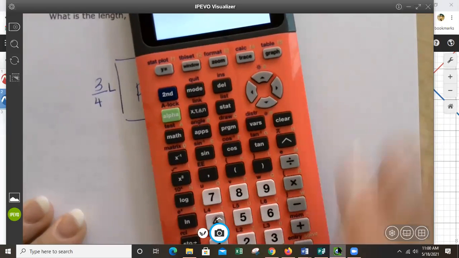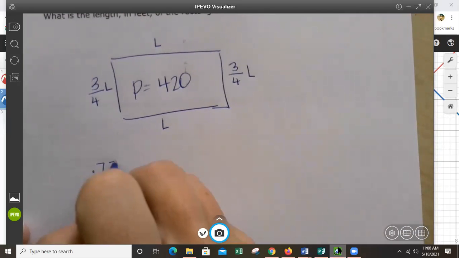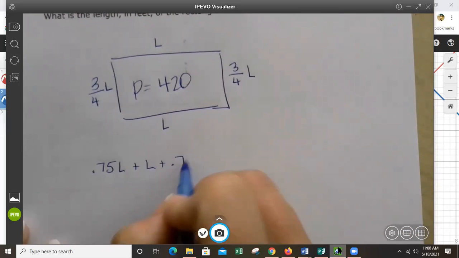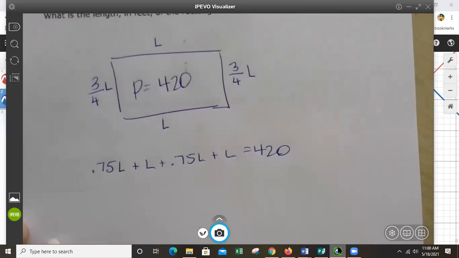3/4 is 0.75. Does everybody see that? So let's make it a little easier. 0.75 L plus L, I'm just going around, plus 0.75 L plus L gives me 420.